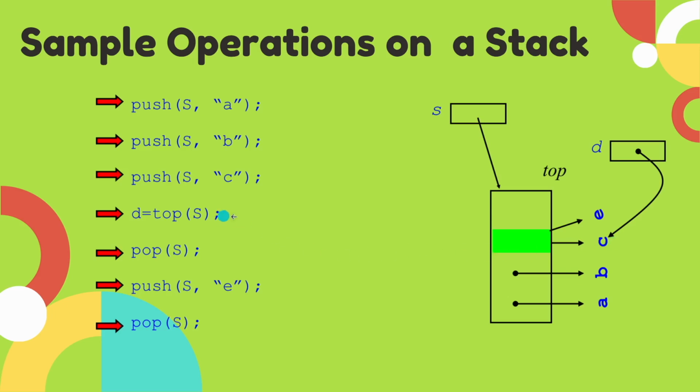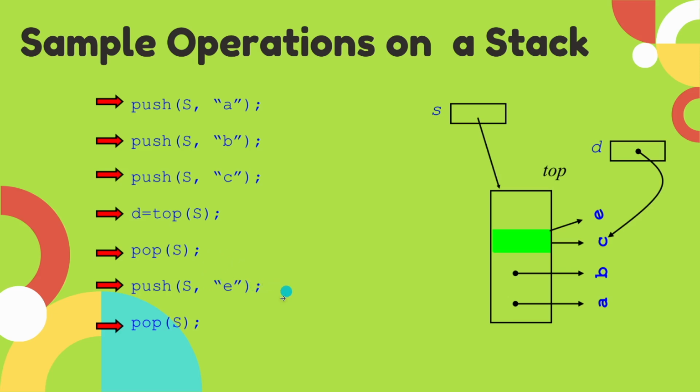Now, I have a statement here, D is equal to top of S. Here, top of S just retrieves the topmost element from the stack, but it does not remove the element from the stack. So, we will have a variable named D that will contain the value pointed to by the pointer named top. By this moment C is the topmost element in the stack, and so D is supposed to have the value of C. After that, I issue a pop operation, which means C will be removed from the stack.